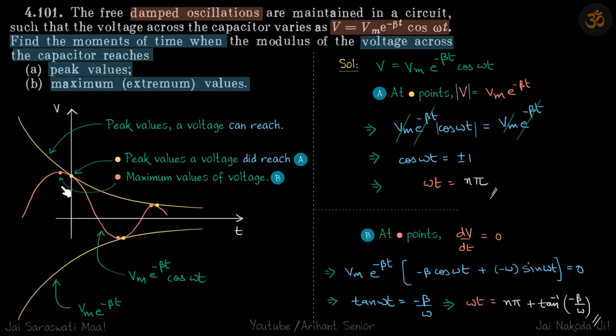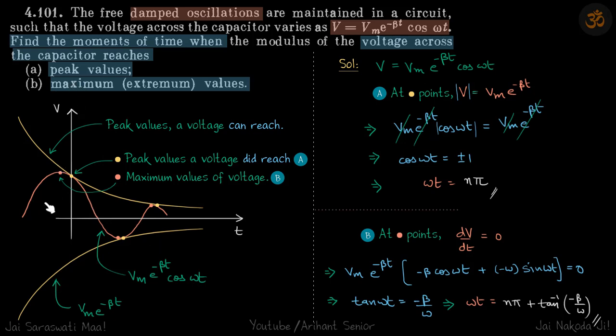So we know that the graph of damped oscillations is like this. This yellow line represents the amplitude, and that is the coefficient of cos omega t, that is Vm e raised to power minus beta t. So our curve, because of this cos omega t, this whole term lies between these two curves.